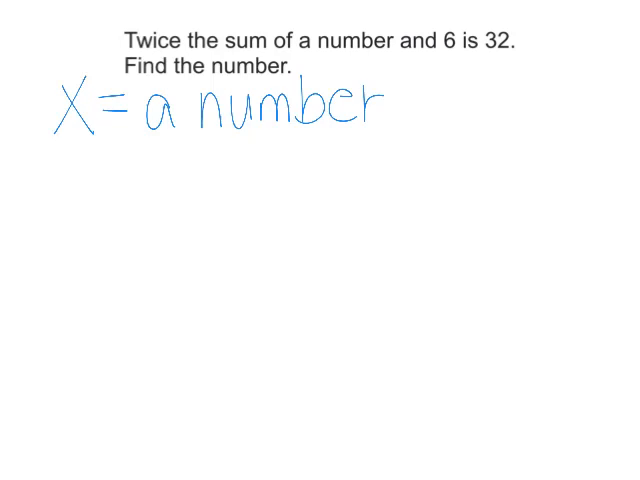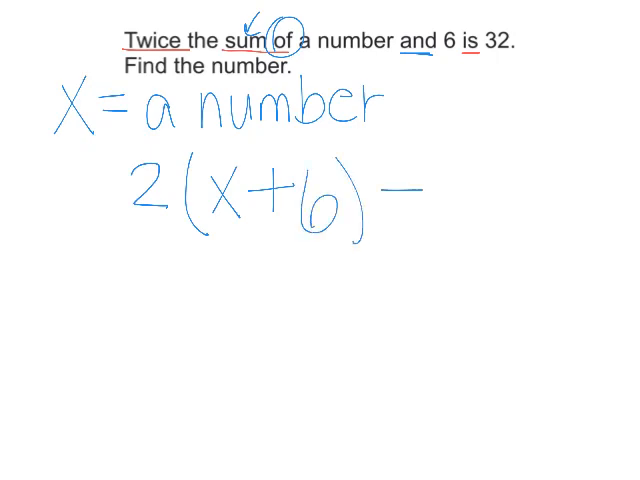Identify our keywords: twice, the sum of, and is. So twice is 2 times. The sum of, remember the sum of tells us that we need to use parentheses. Sum means that we're adding, so a number, we don't know what the number is. And I should have underlined that too, and also means that we're adding. Is our equal sign.